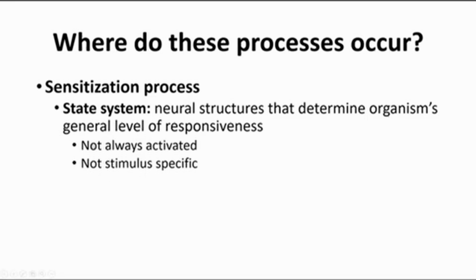And these are neural structures that determine an organism's general level of responsiveness. So when we talked about sensitization only really happening when you have higher levels of arousal, that's where the link to the state system comes in. This state system isn't always activated. It's only activated if you already have those higher levels of arousal. And our state system isn't stimulus specific. So sensitization isn't as stimulus specific as habituation is.